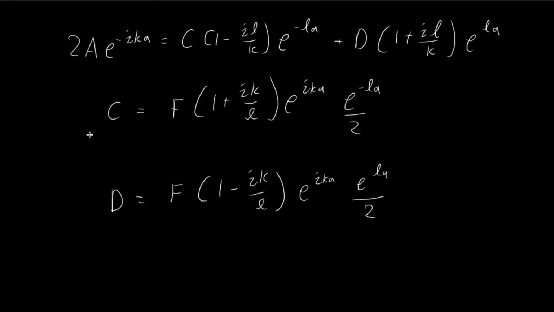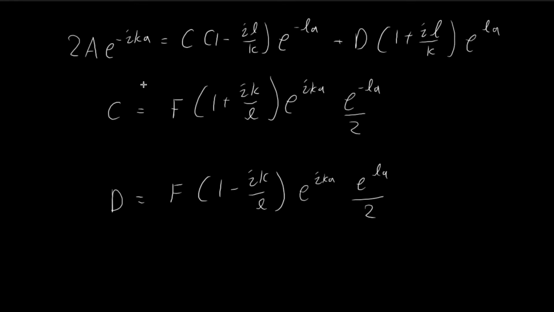Now, picking up where we left off in the last video, in the previous video we derived these three expressions, and now using these three expressions we are ready to derive the transmission coefficient. So recall that the transmission coefficient is equal to the absolute value squared of f divided by a.